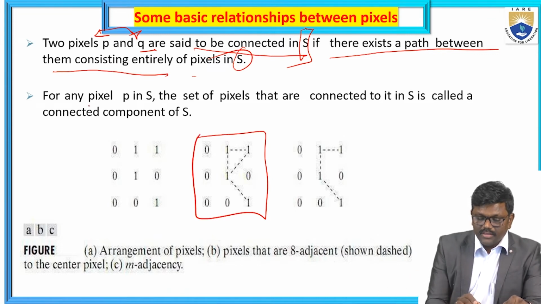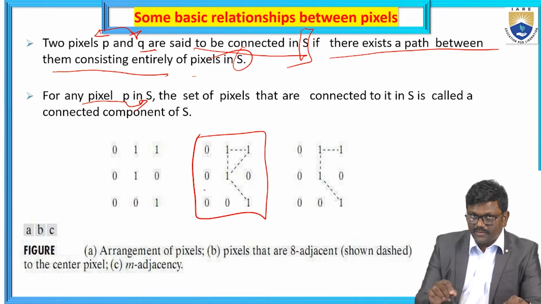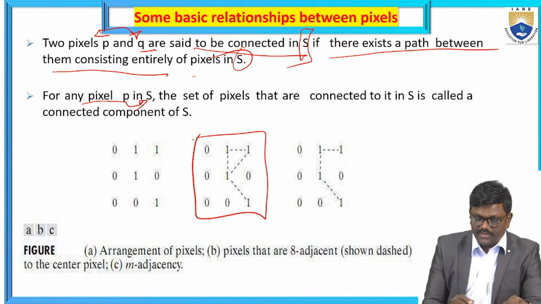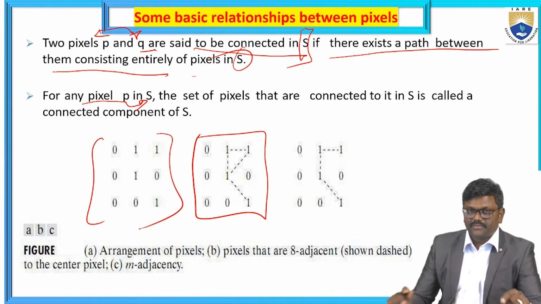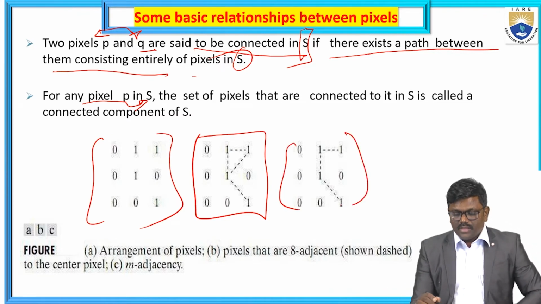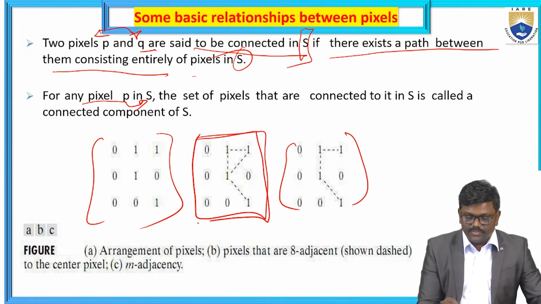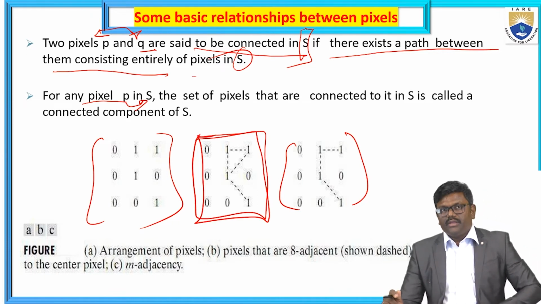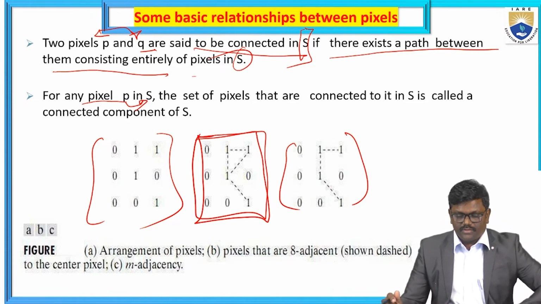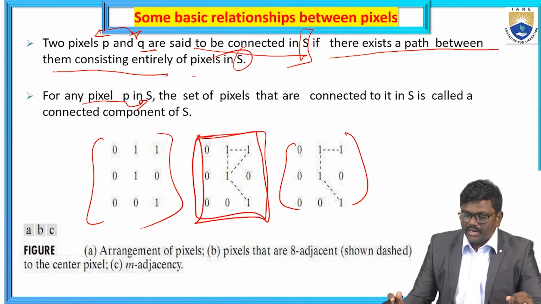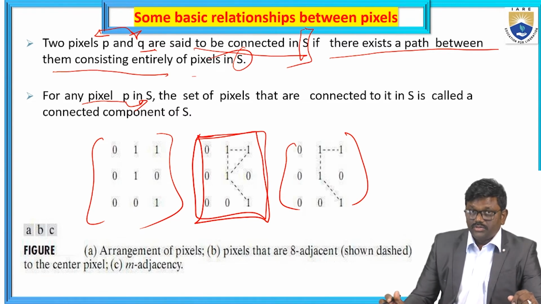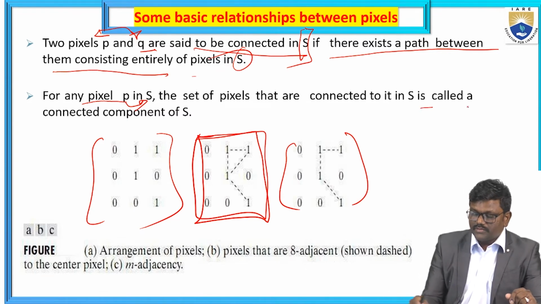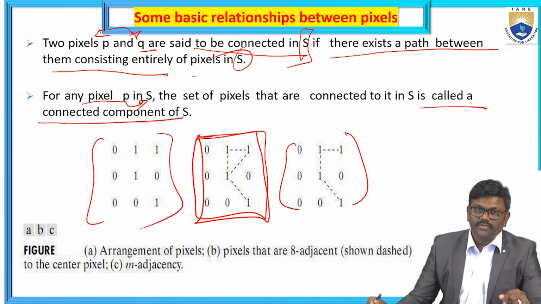So we are taking any pixel p in that space of pixels. Here I am keeping like a matrix, or I am keeping one space. Those pixels that are connected to it in S are called a connected component of S. So how can we say here?